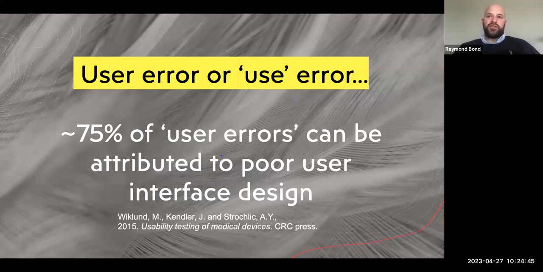If you call it a user error, you're saying that the user was responsible for making that mistake when using that device. But a use error means that, yes, there was an error, but it might be due to the purely designed interface. So if the design is badly designed, and if the design entices people or induces the likelihood of an error, then the entire responsibility can't be on the user. And just this morning, when I read this book on usability testing of medical devices, according to that book, 75% of user errors can be attributed to the poor user interface design. So we probably shouldn't use the term user error, and lots of other people are in agreement with this. We should use the term use error.